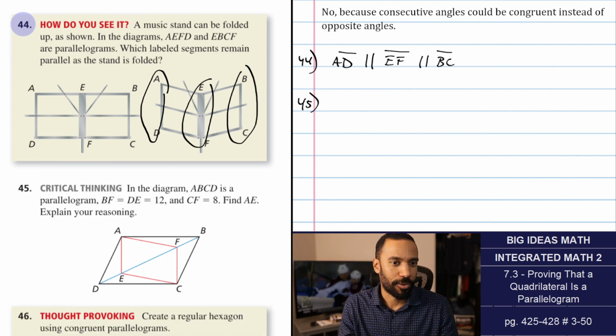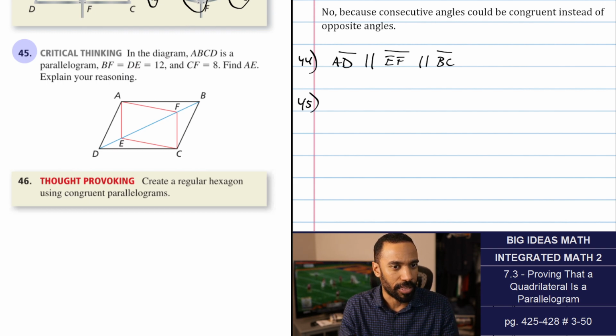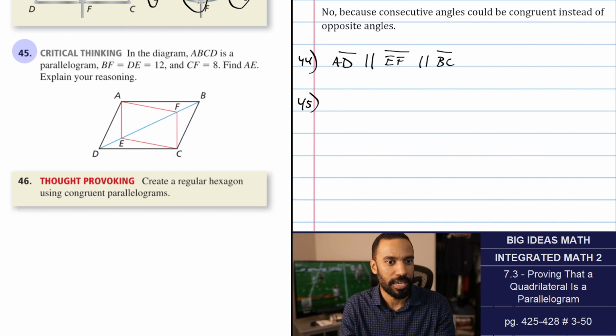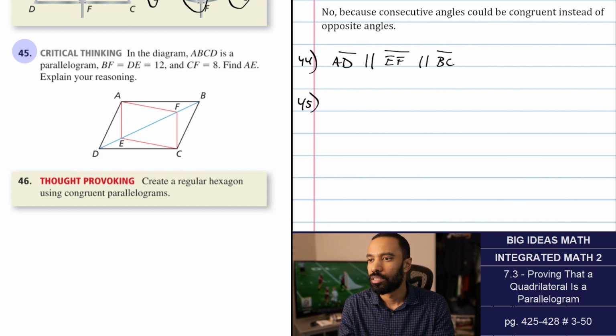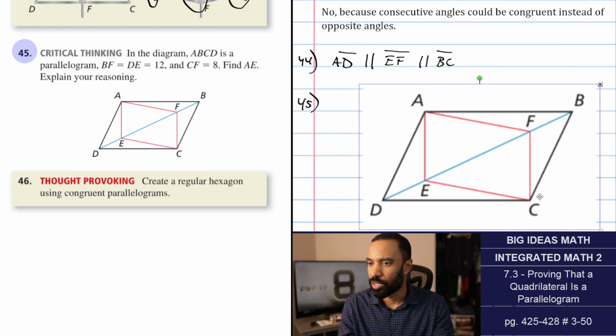All right, 45, critical thinking. In the diagram, ABCD is a parallelogram. That's in black. BF and DE are both 12. Okay, there's a lot of... I'm trying to label this. Let me enlarge this guy and see what I can do off it. Ooh, it's pretty enlarged there.